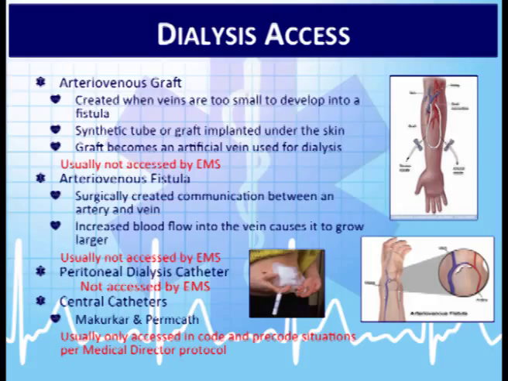Peritoneal dialysis catheter: you might see some patients at home that do their own dialysis. We don't access that, but you may see it hanging from their abdominal area, and we don't access that catheter. The Mahurkar and the perm caths, again, we talked about those. Those would be the devices that may be hanging from their chest here, and are usually only accessed in code and pre-code situations per your medical director or department policy.